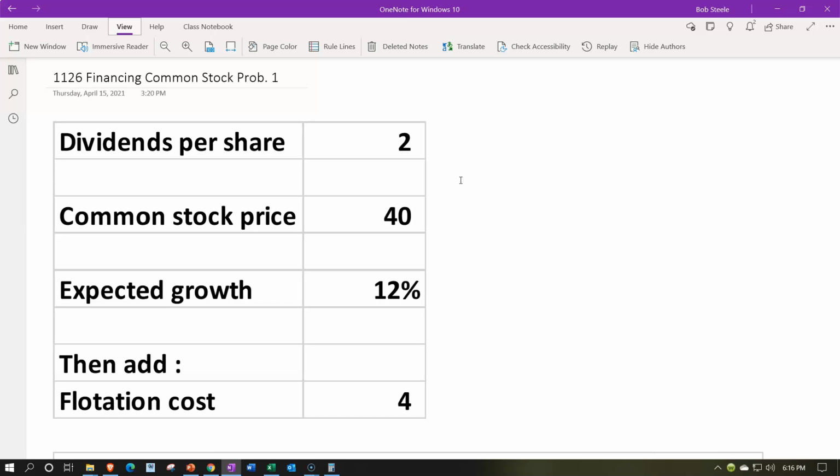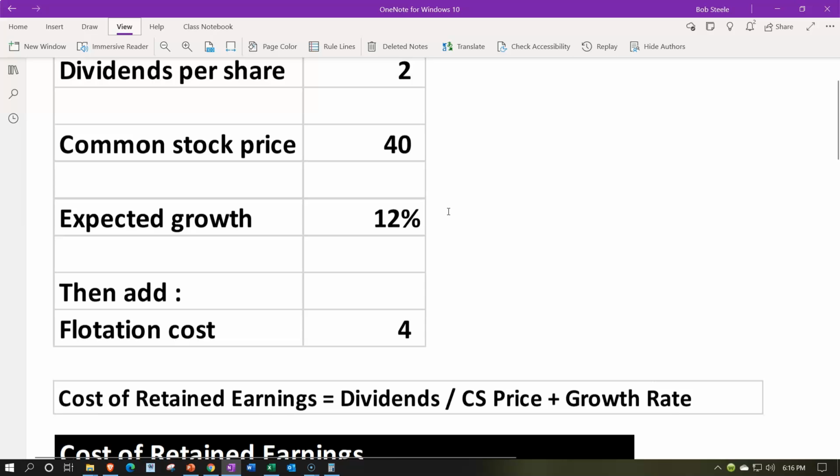We have the dividends per share, $2. We have the common stock price. This is what we're assuming we can sell it for. We will sell it on the market, so we're going to sell it for whatever we can get for it. But remember, this is a sale coming directly from the company, the proceeds going to the company in this case, rather than a trade for stocks that are already on the market. The expected growth is going to be 12%. And then we're going to say there's a flotation cost of $4.